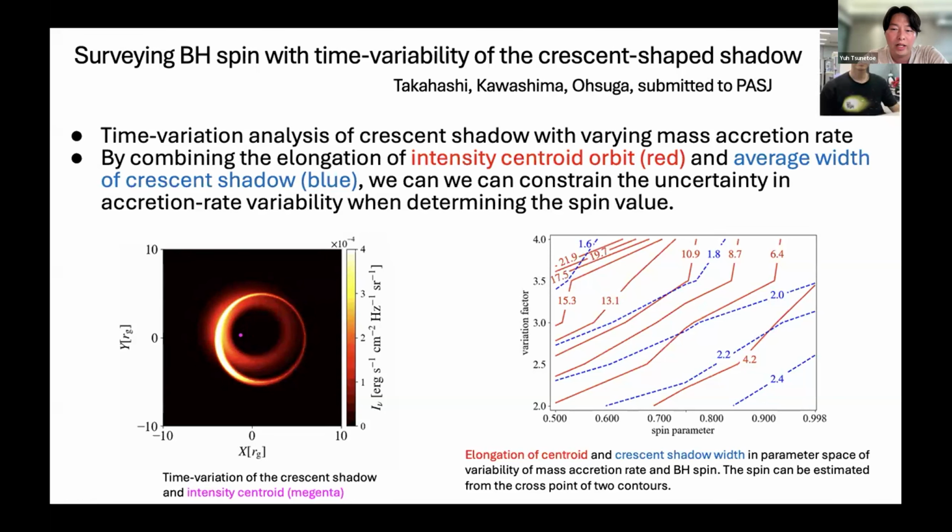For instance, if we only measure the crescent shadow width and obtain a value of like 2.2 Rg, there remains a large uncertainty in spin ranging from 0.6 to 0.998. Then, by additionally tracking the image centroid and finding, for example, an elongation of 4.2, we can uniquely identify the spin as 0.9.